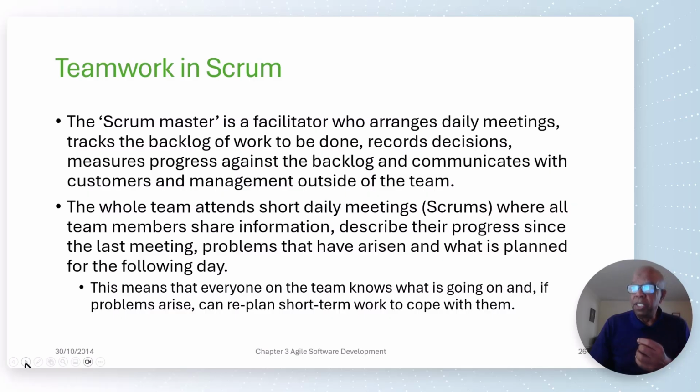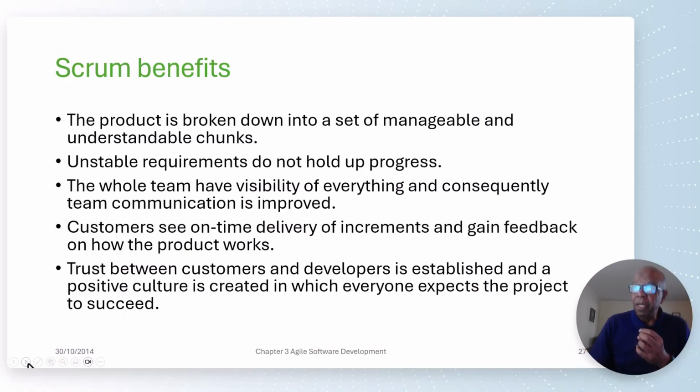Teamwork and Scrum. Scrum Master is a facilitator. Another word for that. Whole team attends short meetings. We talked about that as far as stand up. Scrum benefits. Project is broken down into manageable, understandable chunks. Interval type delivery. Unstable requirements do not hold progress. Okay, a requirement didn't turn out the way we thought it was going to be. Rather than holding up progress, we put it on hold. We go to the sprint backlog and we work on something else. Okay, doesn't stop the process.